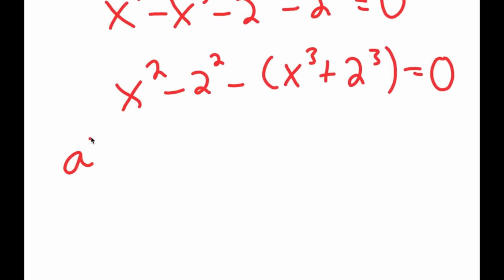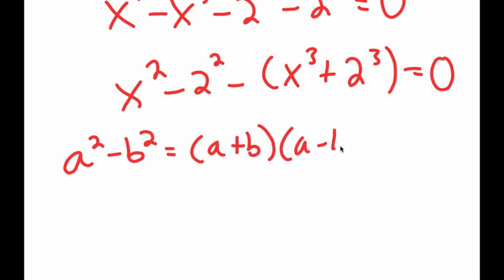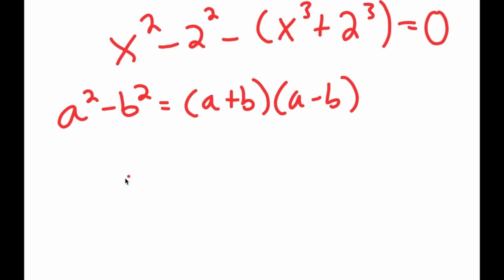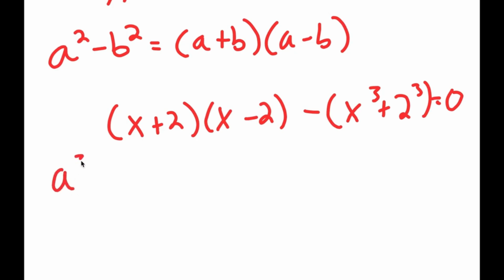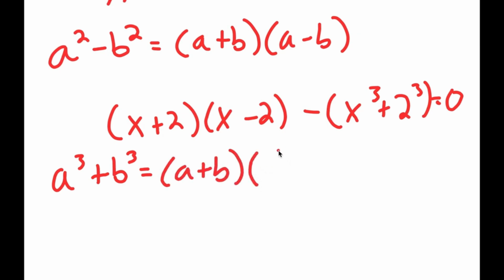So if I have something in the form a squared minus b squared, this is equal to (a plus b) times (a minus b). So x squared minus 2 squared is going to equal (x plus 2) times (x minus 2). And now if I have something in the form a to the power of 3 plus b to the power of 3, this is going to equal (a plus b) times (a squared minus ab plus b squared). And these two properties are really important in algebra, so I would recommend memorizing them.